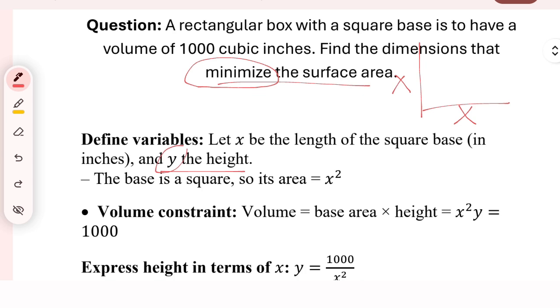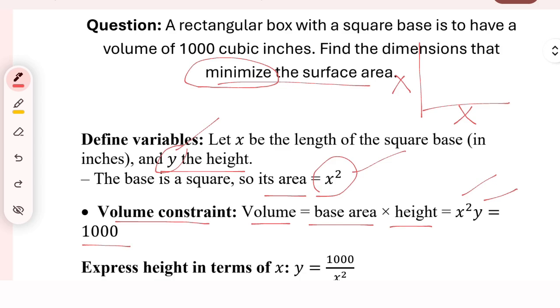Since we know that the base is a square, we can compute the area of the base. That means x times x, or x squared, is the area of the base. We are given a volume. What's the formula for the volume? The volume formula of a rectangular box is the area of the base multiplied by the height. We know that the area of the base is x squared, and we let the height be y. So we need to multiply x squared times y equal to 1,000. That's the volume. x squared y is equal to 1,000.